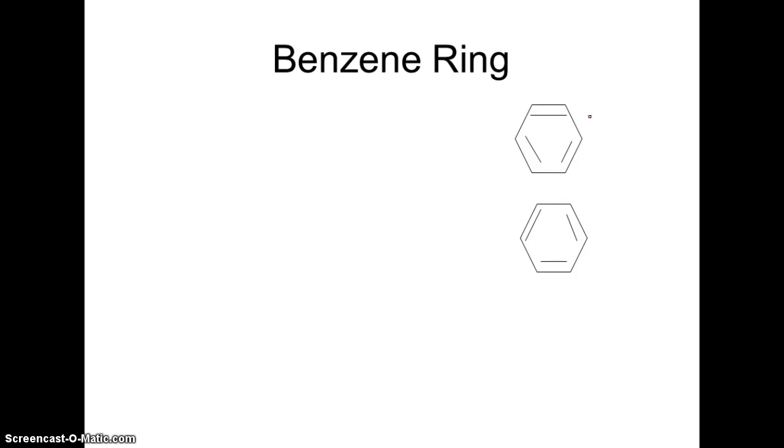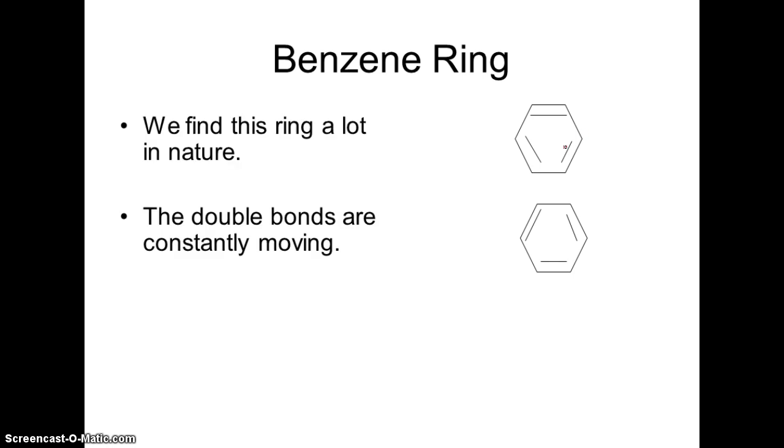Now I want to teach you about a special ring today. This ring is called benzene. There's a cool little podcast about where benzene got its structure that's on our website. The benzene ring is found a lot in nature. It's found a lot in chemicals that we produce as well.